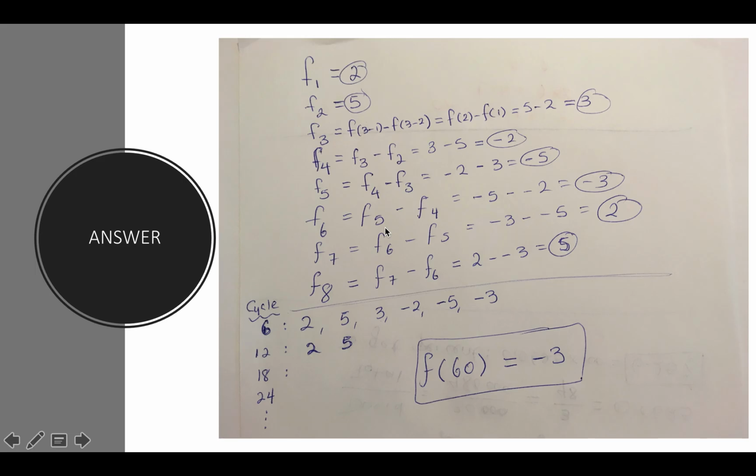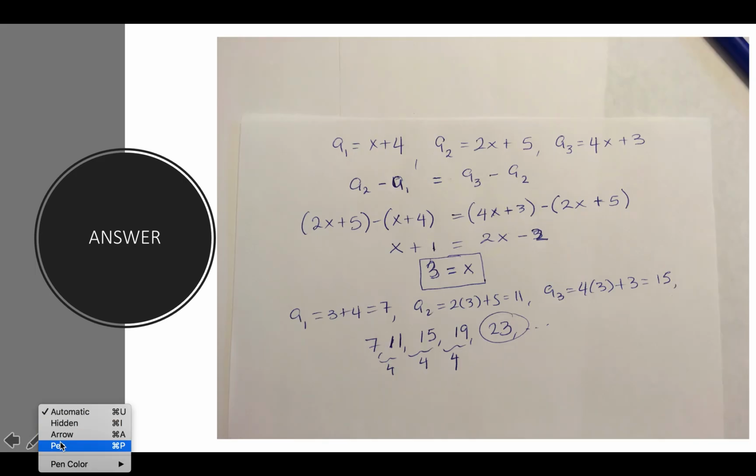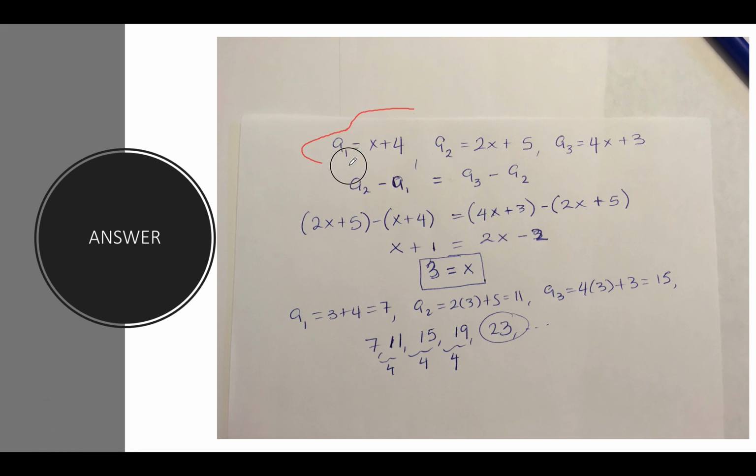Again, the difference between these two is the same as the difference between these two. And that's what I did here: a2 minus a1 equals a3 minus a2. When I put the minus in between them, the minus distributes. So you have 2x minus x is x, that's why I got the x. 5 minus 4 is 1, that's why I got x plus 1. 4x minus 2x is 2x. 3 minus 5 is negative 2.